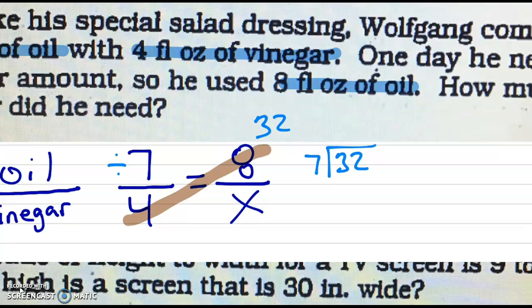divided by 7. Obviously 7 doesn't fit into 3, but it does fit into 32, 4 times, because 7 times 4 is 28. 32 minus 28 is 4. You can put in a decimal. Bring that down. 7 into 40. 7 times 5 is 35.